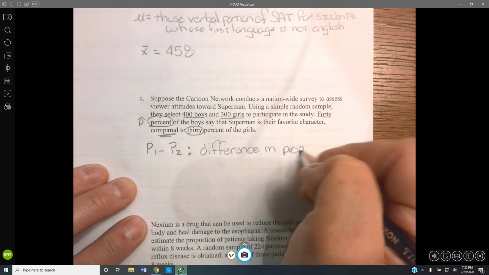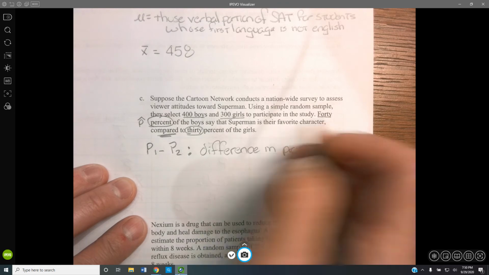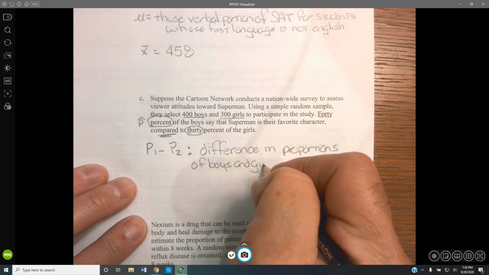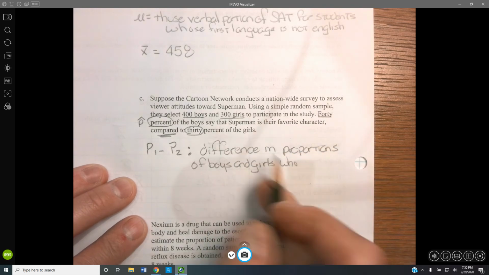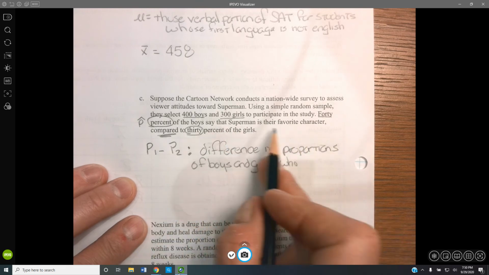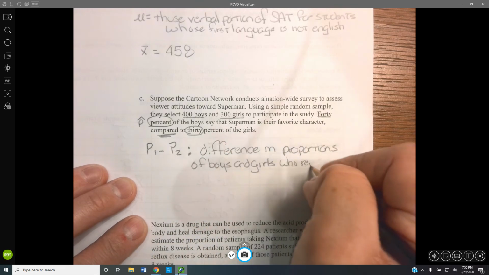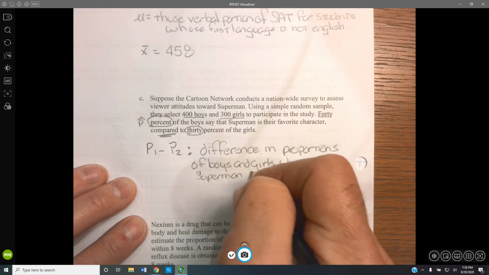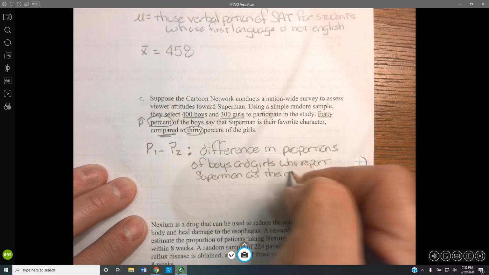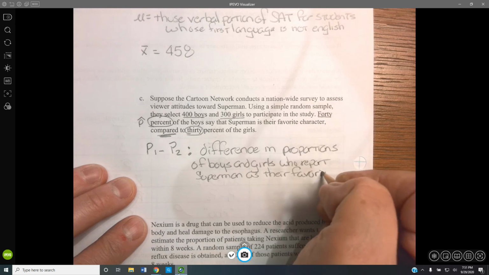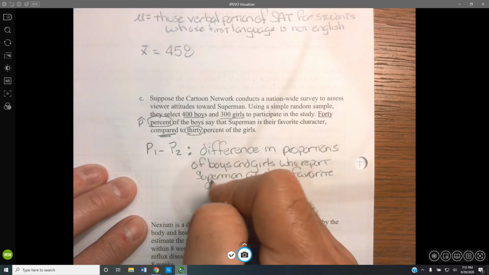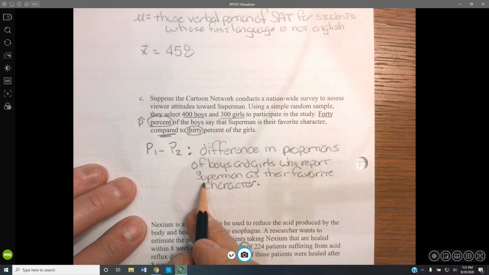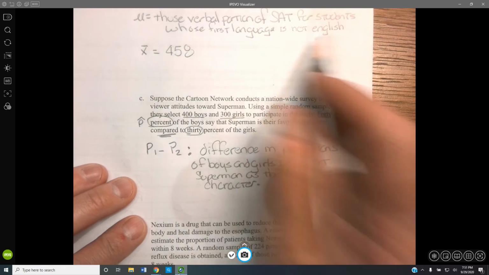of boys and girls who do what? Who report Superman as their favorite character. And it did say character. Funny, I remember to capitalize Superman, but I didn't remember to capitalize English.